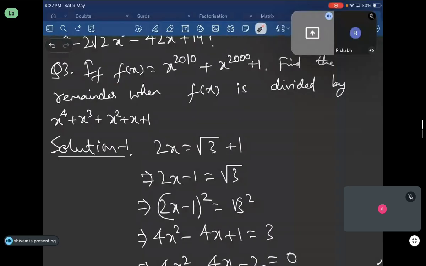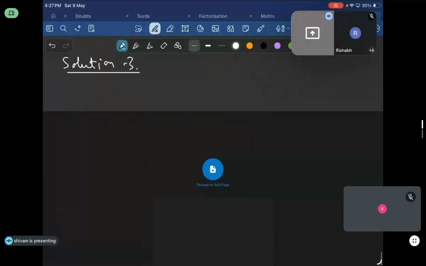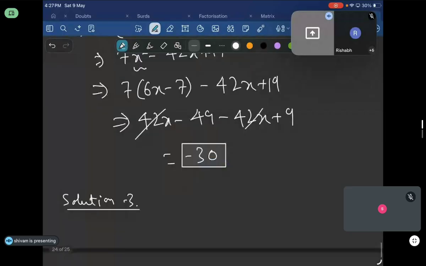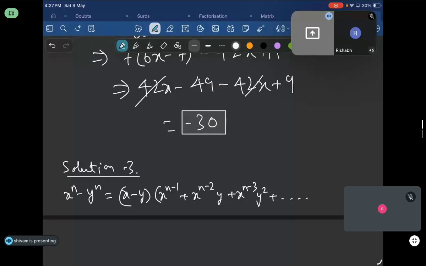So, do you people remember? I had given one formula long back: x to the power n minus y to the power n. Anyone remembers? What is x power n minus y to the power n? It is x minus y into x power n minus 1 plus x power n minus 2 into y plus x power n minus 3 into y square plus dot dot dot, plus y to the power n minus 1. The last term was y to the power n minus 1. I had given this formula, right?